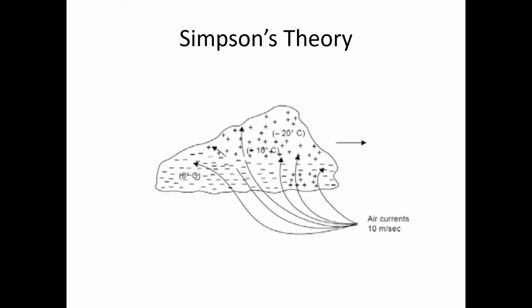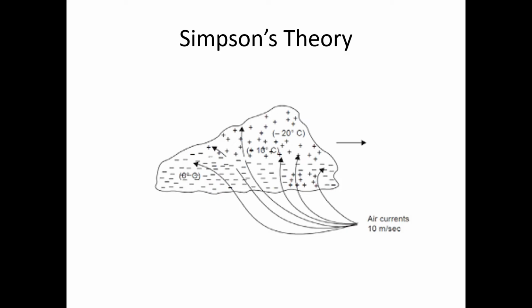So how Simpson explains charge separation is that he divides the entire cloud into three regions, that is A, B and C. You can see in the figure, the lowest region, that is the lower part of the cloud, is region A, above A is region B, and the topmost part or the upper part of the cloud is C.